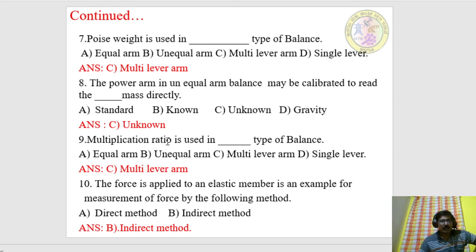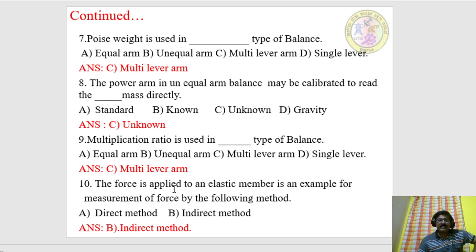Multiplication ratio is used in a dash type of balance. Options are equal arm, unequal arm, multiple lever arm, single lever. Option is C, that is multiple lever arm. Multiplication ratio or factor M, it is.